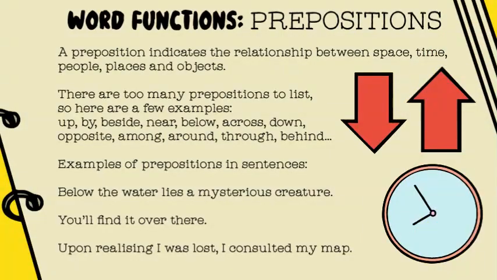Some examples then of prepositions in a sentence. Let's have a look at the sentence. Below the water lies a mysterious creature. The word below is a preposition. You'll find it over there. Over is the preposition, and upon realising I was lost, I consulted my map. So the word upon is the preposition in that sentence.